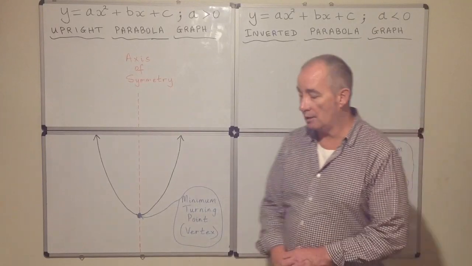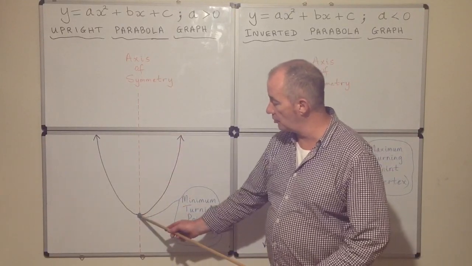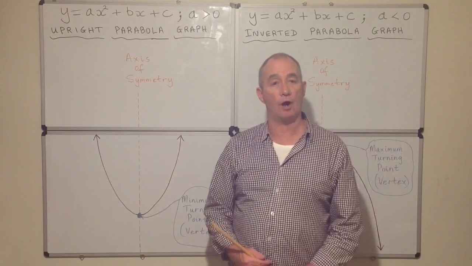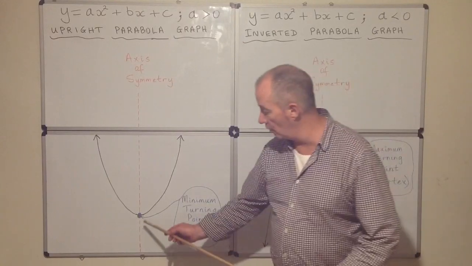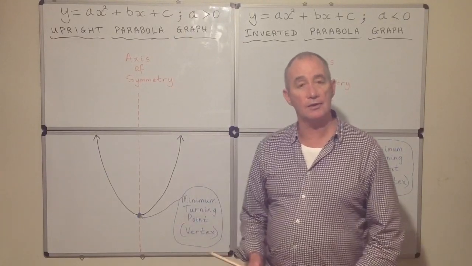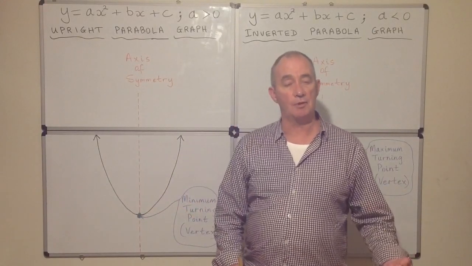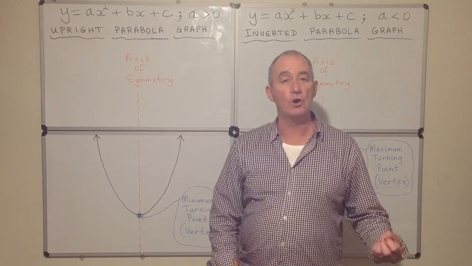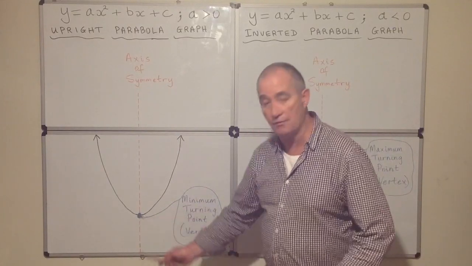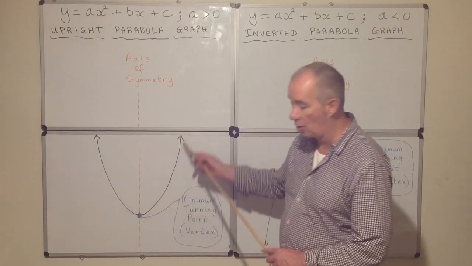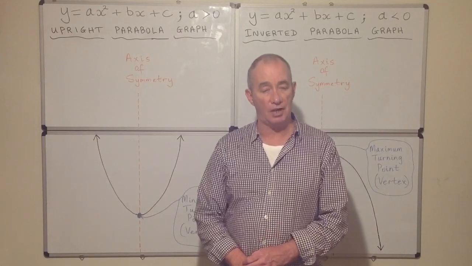Now, going back to upright parabola graphs, the very lowest point on an upright parabola graph is called the minimum turning point. So that point right there, that's the very lowest point on this black parabola curve. That's called the minimum turning point. And another word for a turning point is a vertex. I've written that in brackets there. So that point there, the very lowest point on this upright parabola curve, is called a minimum turning point. And another word for a turning point is a vertex.